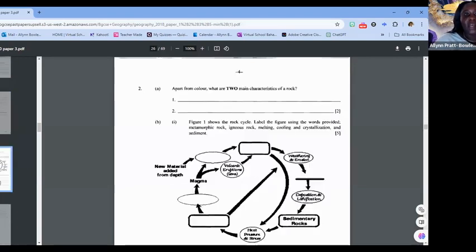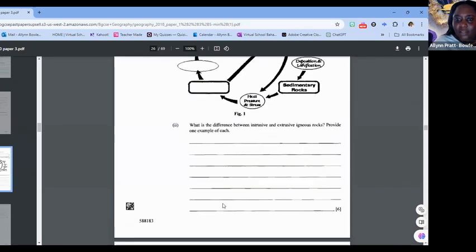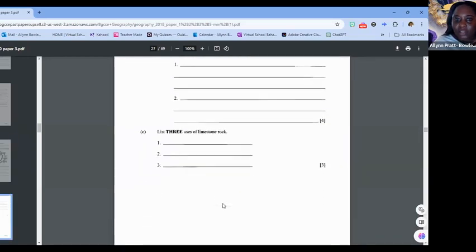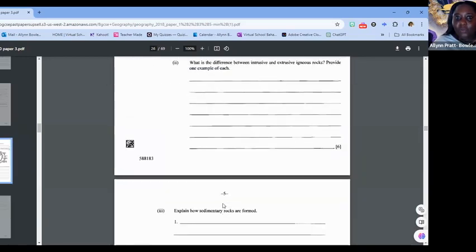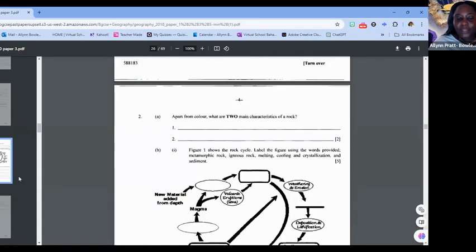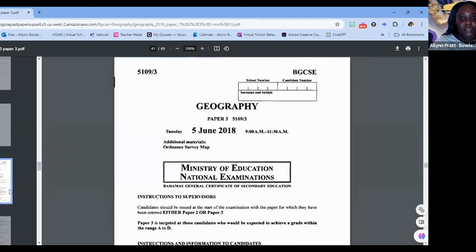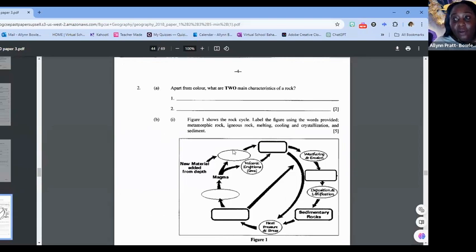That's one question. And then they have, this one was on rocks, the rock cycle. And so the total points for this is 20. Let me show you this exact same question. This is question 2. Let me show you how it looks in the paper 3. So this is the paper 3. Notice they give you the same question.